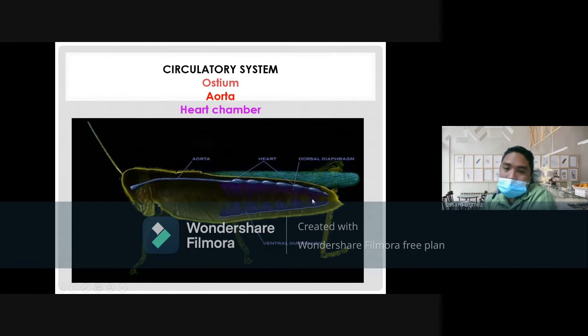In the upper chamber of the insect's abdomen, you will find the heart, and then we also have the lower diaphragm. The lower abdomen is what we call the ventral diaphragm.